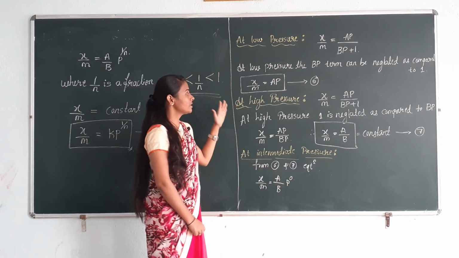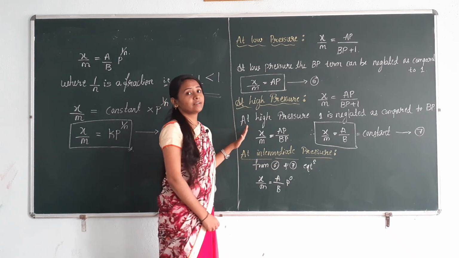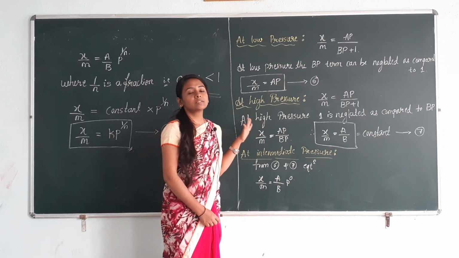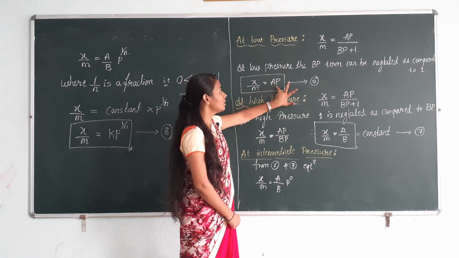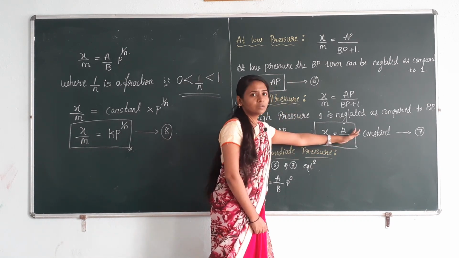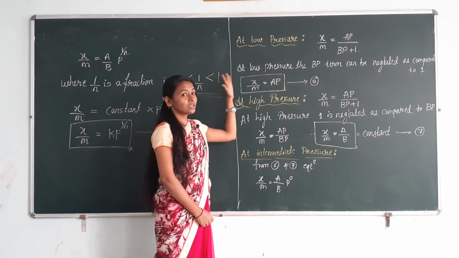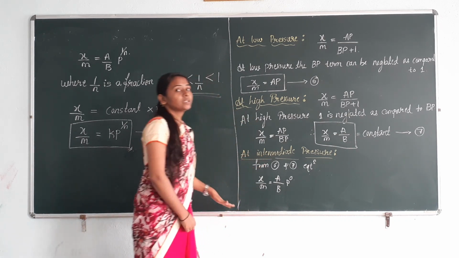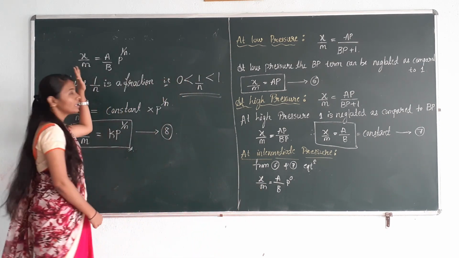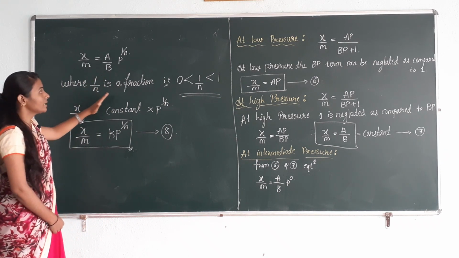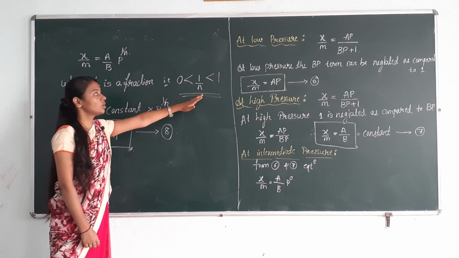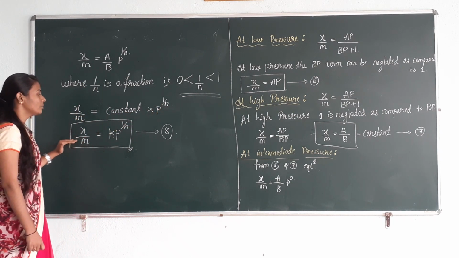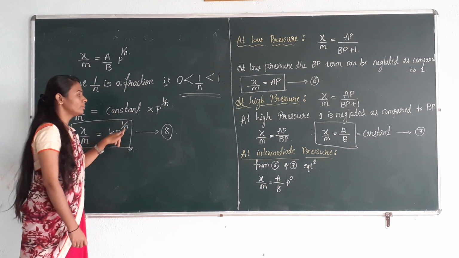From these equations, at low pressure, at high pressure and at intermediate pressure, it is clear that as the pressure increases from low to high, the power of P decreases from 1 to 0. At intermediate pressure the power of P is a fraction, so x by m equals A by B into P raised to 1 by n, where 1 by n is a fraction, 0 smaller than 1 by n smaller than 1. So x by m equals a constant into P raised to 1 by n, and the final equation is x by m equals k into P raised to 1 by n. This is the 8th equation.